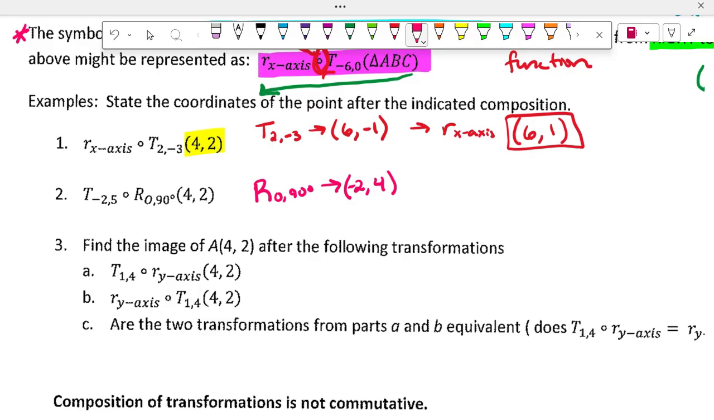All right, so after we do the rotation, then what do I do? We're going to translate it how? Left 2, up 5. So what am I actually doing to that point? X minus 2 and then y plus 5. So what's negative 2 minus 2? And what's 4 plus 5? 9. There's our new point.